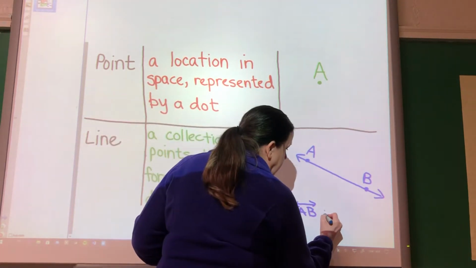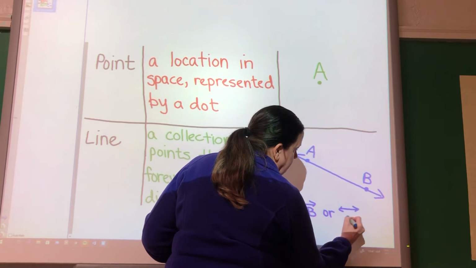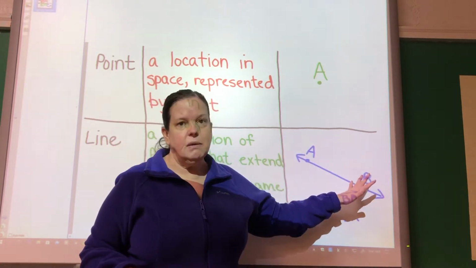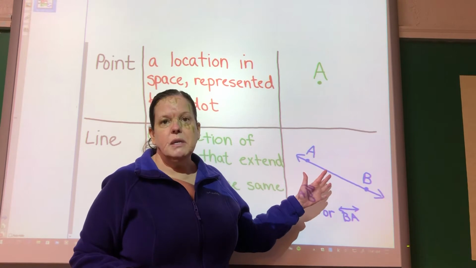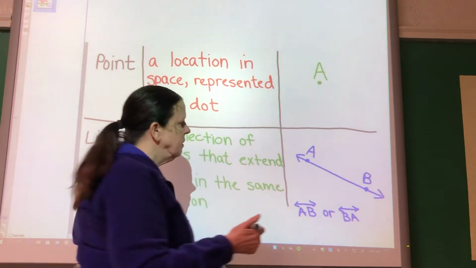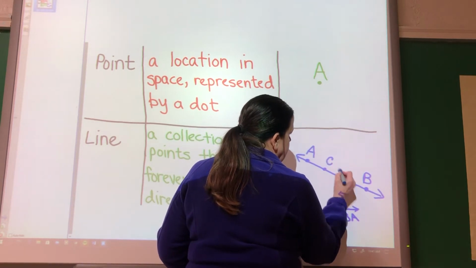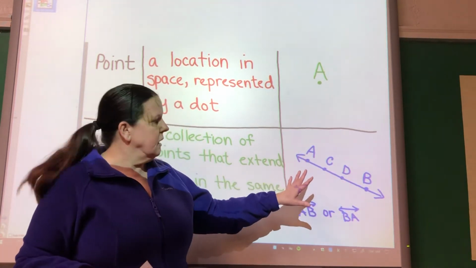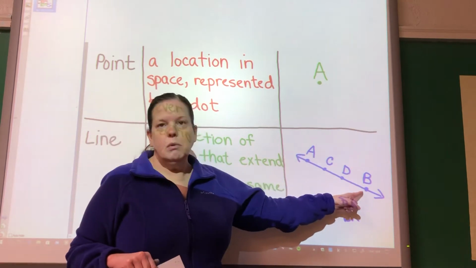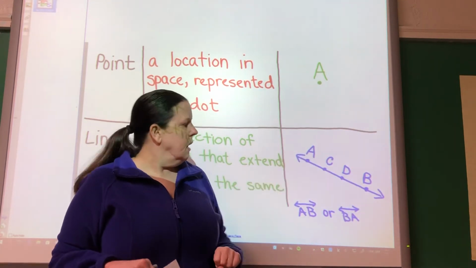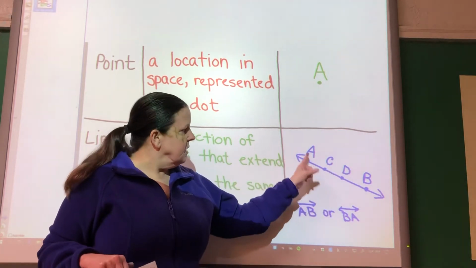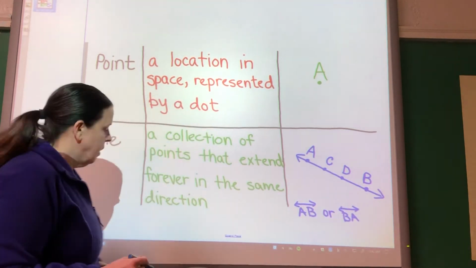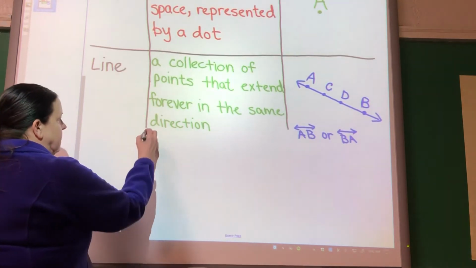Now this could also be called line BA. So you can have either one, A or B, first. They just have to be capitalized. Now you can have points in the middle. I can have point C and point D in the middle that fall on this line. So it doesn't just have to be the 2 points here. There could be many points. There has to be at least 2 though, so that you can name it. So this would be line AB or line BA. And again, it has to have those arrows. All right, so that's super important.